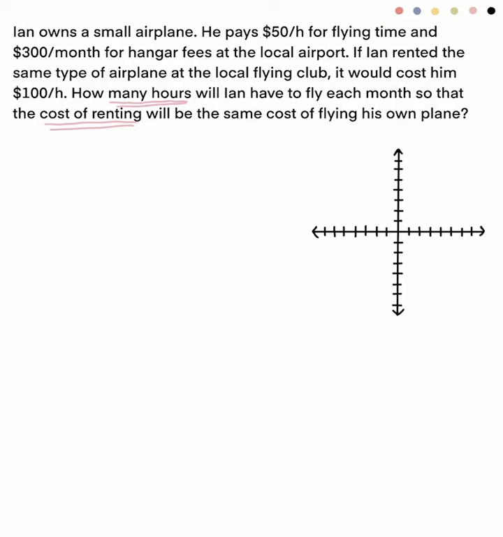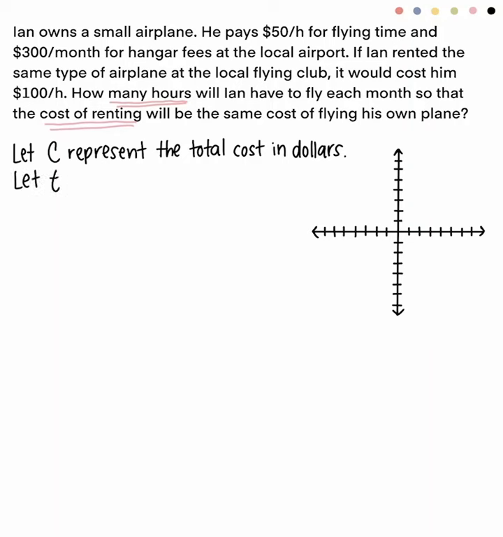So I'm going to use C for cost. I'm going to say let C represent the total costs. You could say in dollars. It's good to know the unit. And we also have to know how many hours, so let's use T for time. So let T represent the time flown in hours.